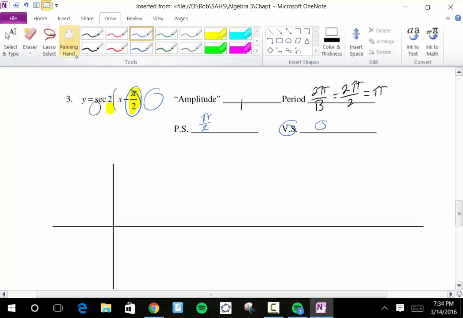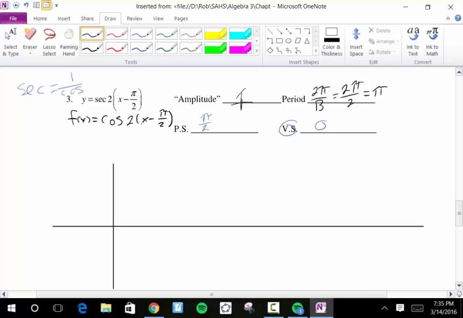Now to graph this function, what you really need to do first is graph its reciprocal. The reciprocal of secant, if you remember, is 1 over cosine. So what we need to do is graph cosine of this. I'm going to call that a different function. f of x is equal to cosine of 2 quantity x minus pi over 2. All the information over here, the phase shift, the period, the amplitude, still holds true for this. So let's graph cosine of 2x minus pi over 2.